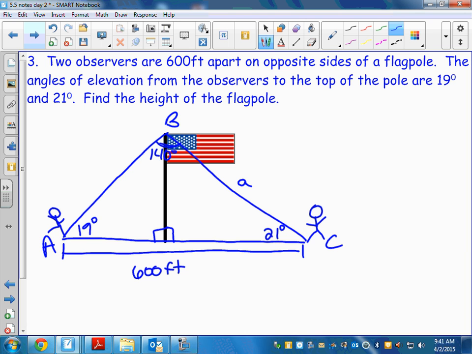Let's call that A. And I can say A over the sine of 19 degrees equals 600 over the sine of 140. The good news is I catch it, right?